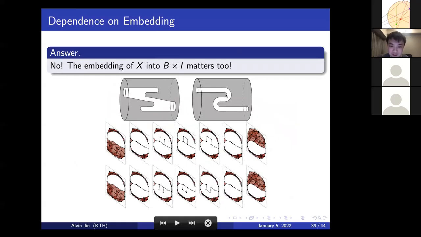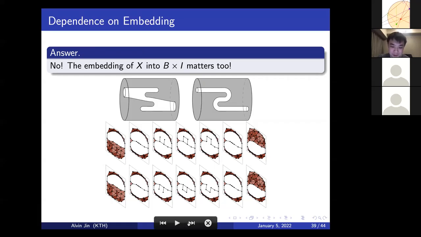But these are the two kinds of spaces that they represent. Namely, the top one right here where you can escape is this right here. The one on the right gives you the bottom one where you are detected, because you can't go back in time. So this means that there's some dependence on embedding.